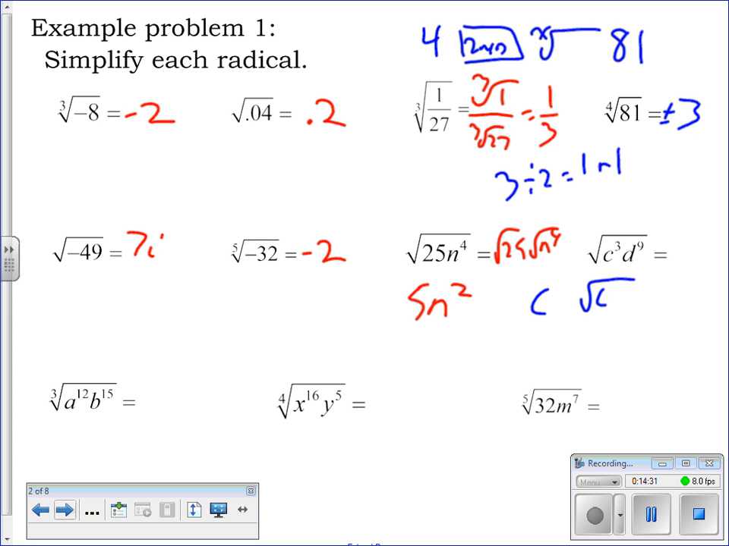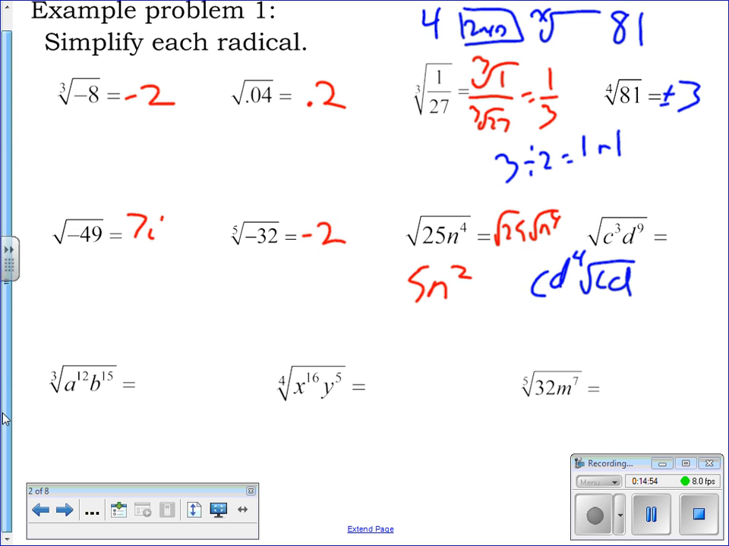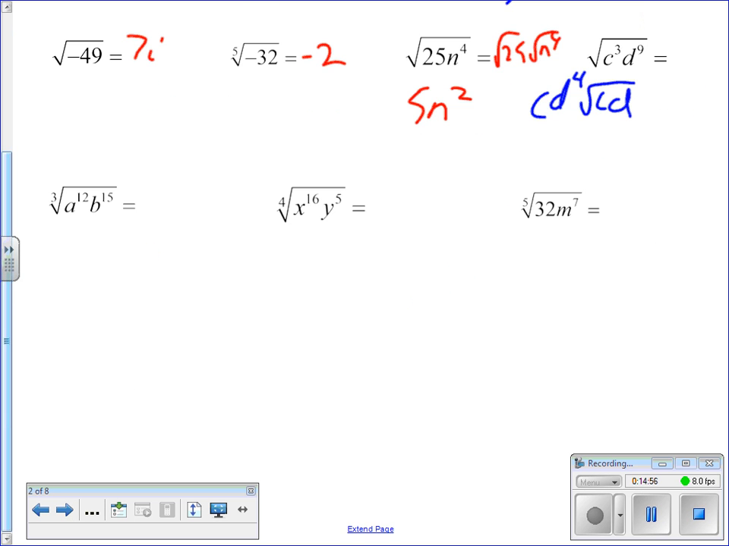Okay. Do the same thing with d to the 9th power. 9 divided by 2 is what? Remainder what? 4 remainder 1. So that means I have d to the 4th out front and d to the 1st still inside. D to the 4th out front, d to the 1st inside. Let me extend the page and move it up to make it easier to see.